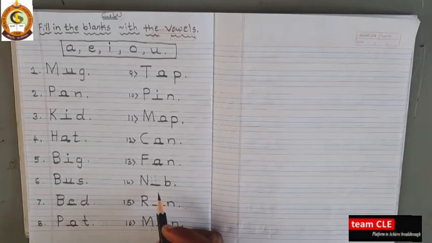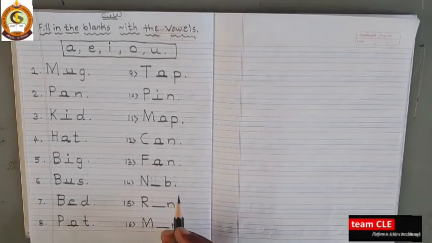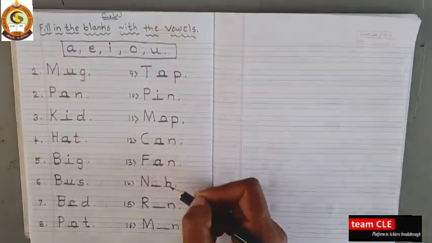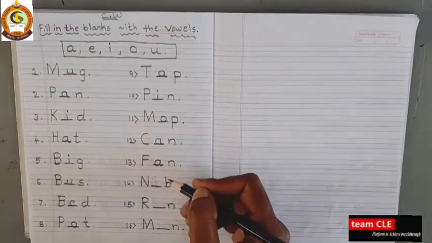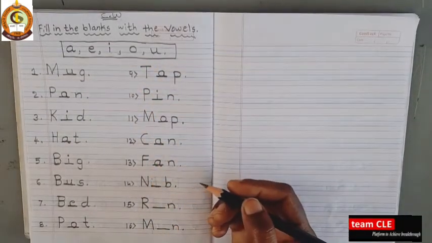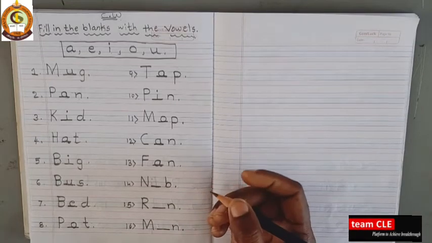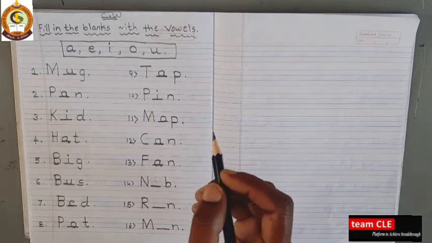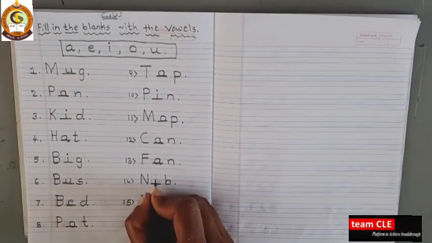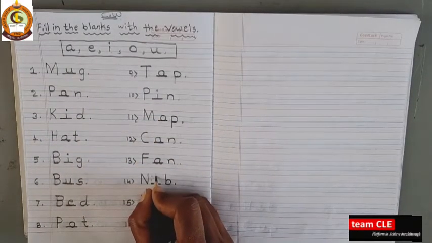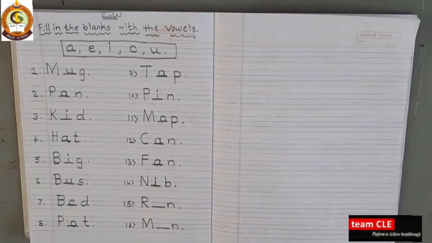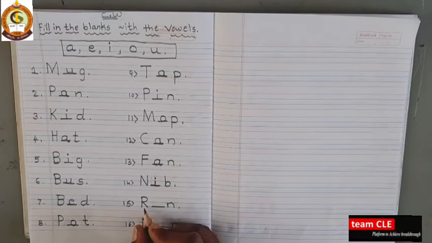Okay, next, N-B. N-A-B, nab. N-E-B, nib. N-I-B, nib. N-O-B, knob. N-U-B, nub. So which is the correct? N-A-B, nab, otherwise N-I-B, nib. So I will use the vowel I. N-I-B, nib.